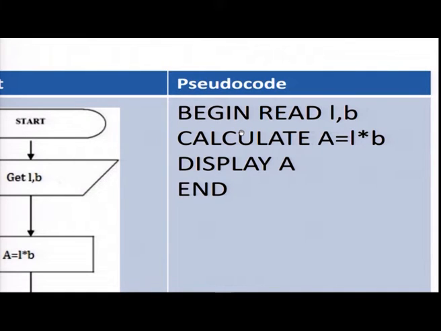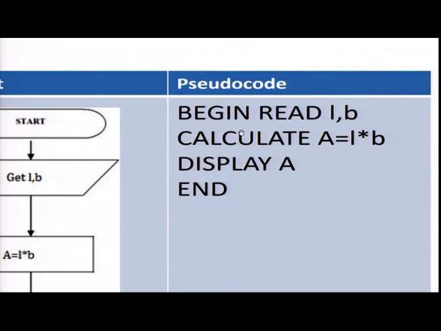And then if I am going to use a begin in pseudocode, I need to end the process. So begin, after calculating, after displaying, I am ending the process. So this is how the area of a rectangle has been worked out.